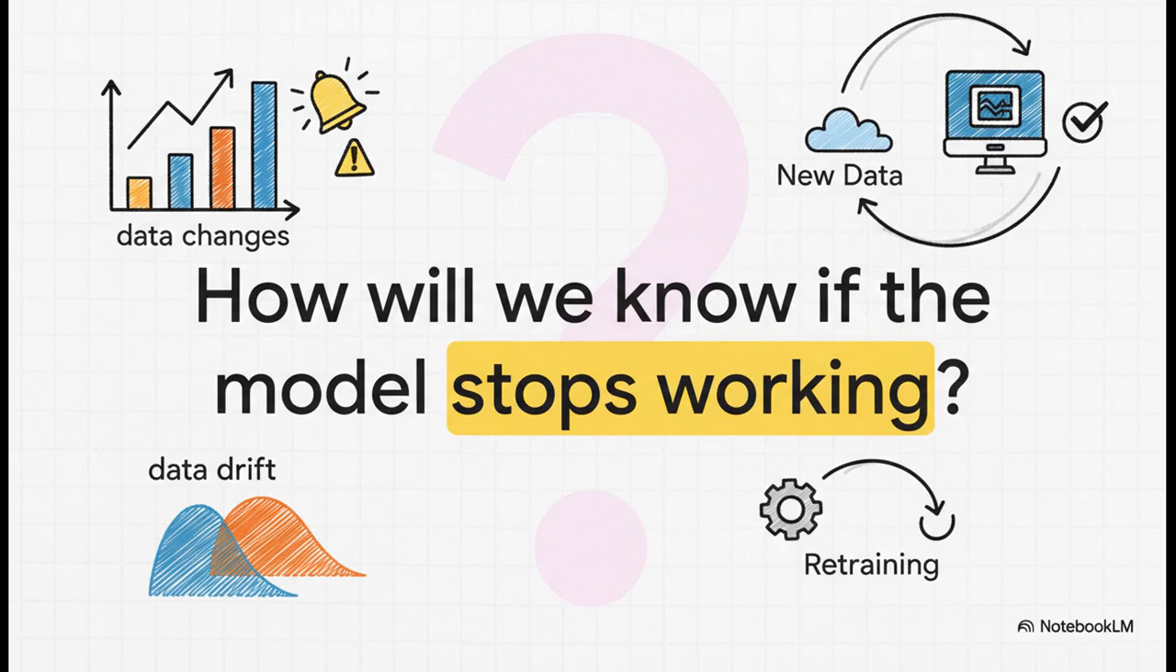We can't just cross our fingers and hope the model keeps working forever. We need a system that will scream at us the moment it stops working well. This means setting up automated alerts for when performance drops or when the data itself starts to look weird. And it also means building pipelines to automatically retrain the model on fresh data whenever that drift is detected.